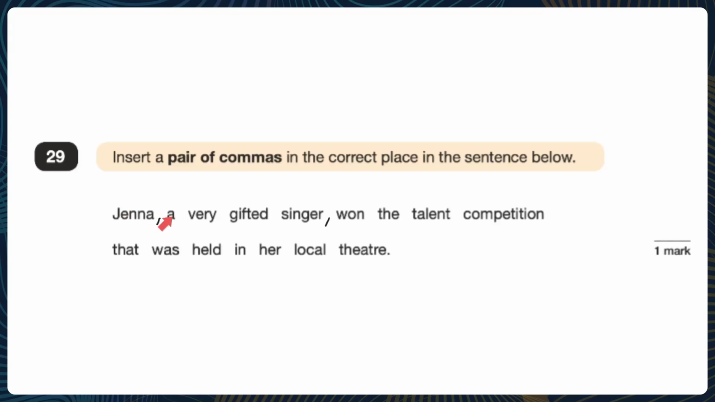If we got rid of "a very gifted singer" and just read on, Jenna won the talent competition that was held in her local theatre. All the remainder of the sentence makes sense on its own. That's why we need the commas, to show that this is just additional information telling us more about Jenna. Okay, so very simple, two commas, we've got the mark, let's move on.